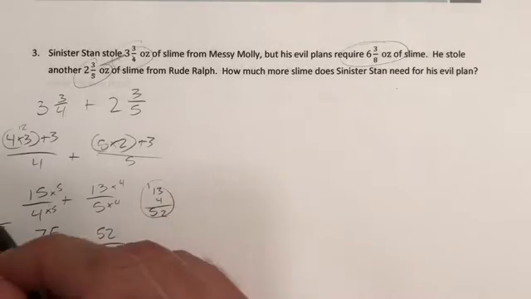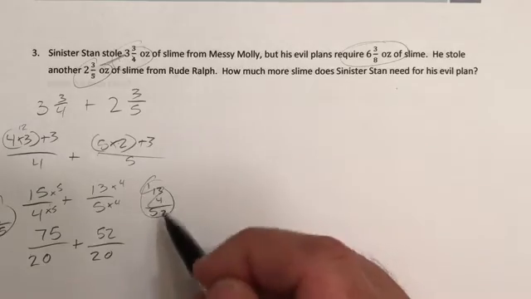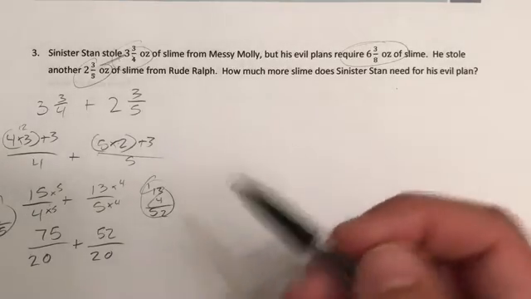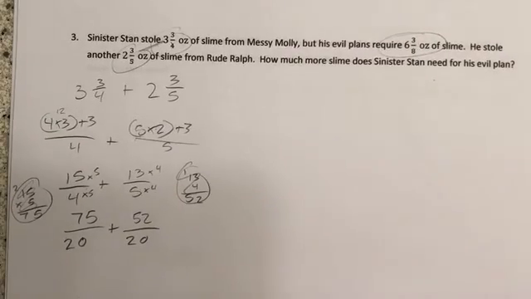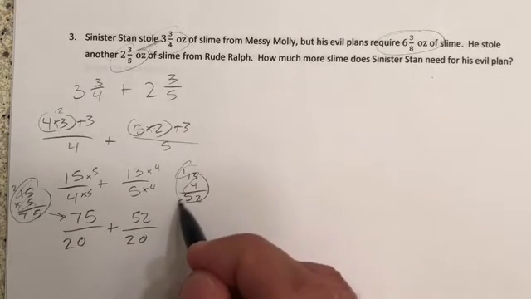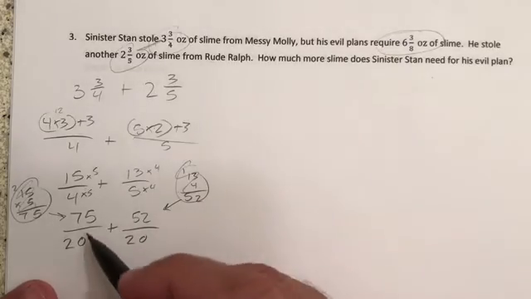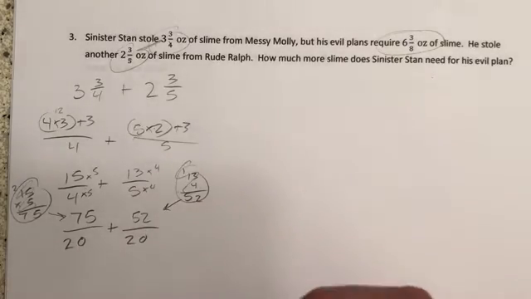Okay. So these are, ladies and gentlemen, I can just work by showing my work, though it's not the most important part of the problem. That's where I'm getting this 75 from and this 52 from. So now that we have everything over 20s, I can add 75 and 52 together.